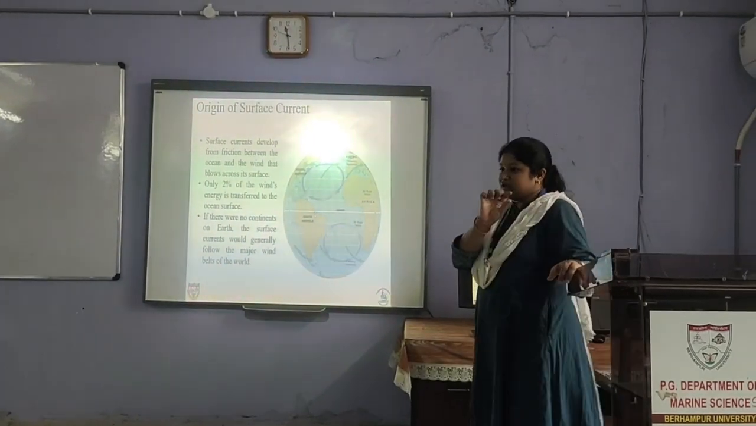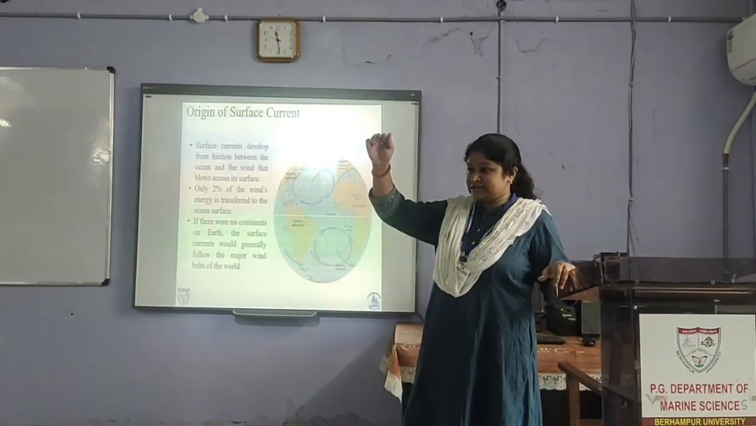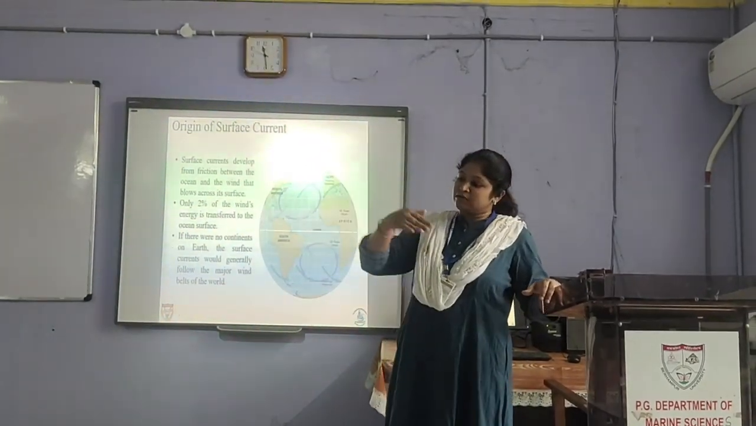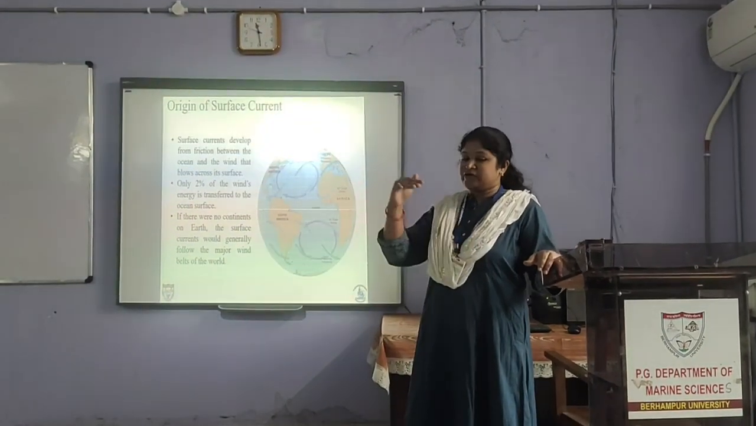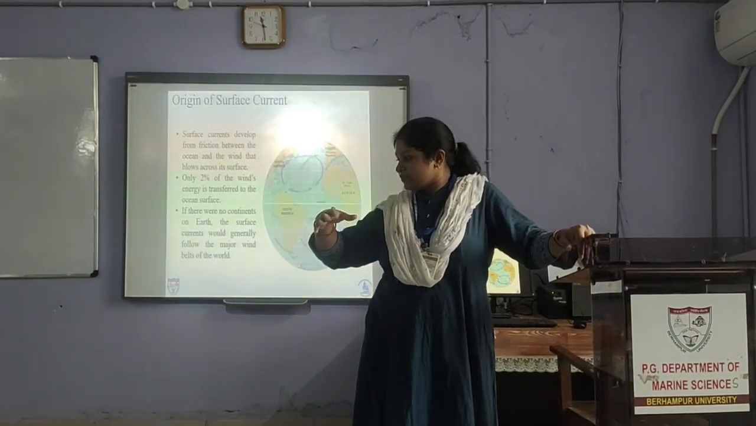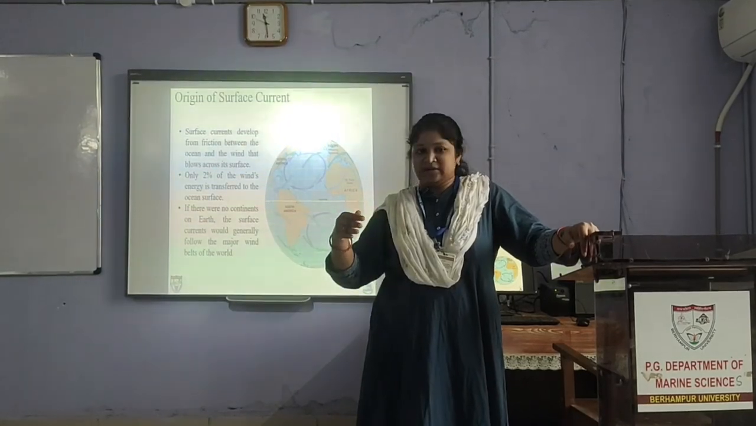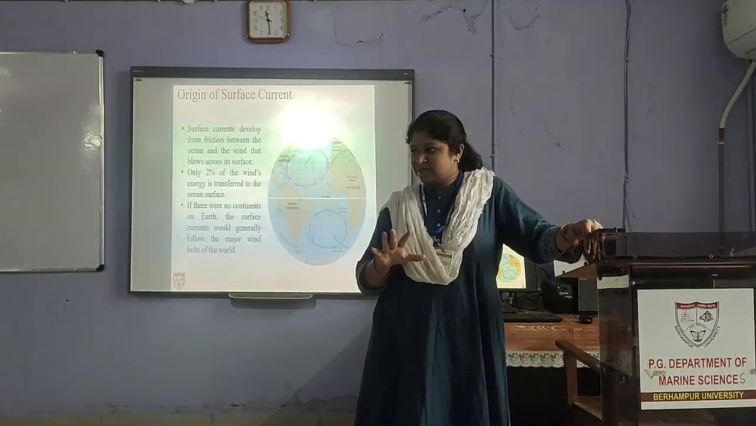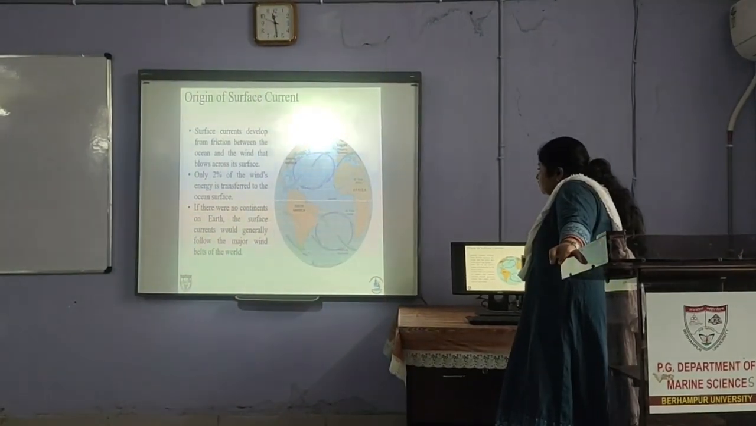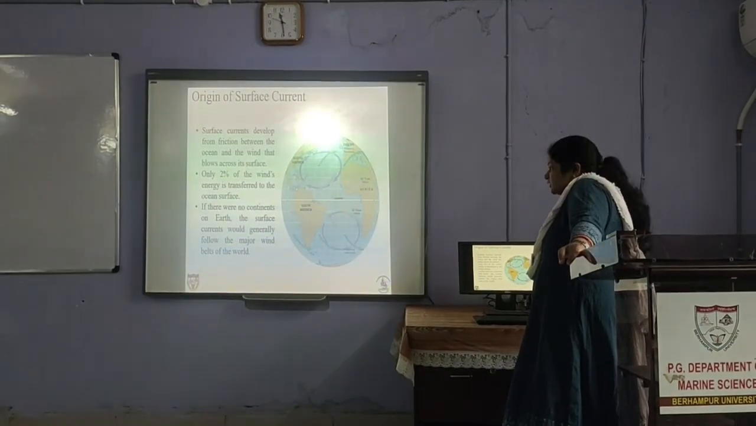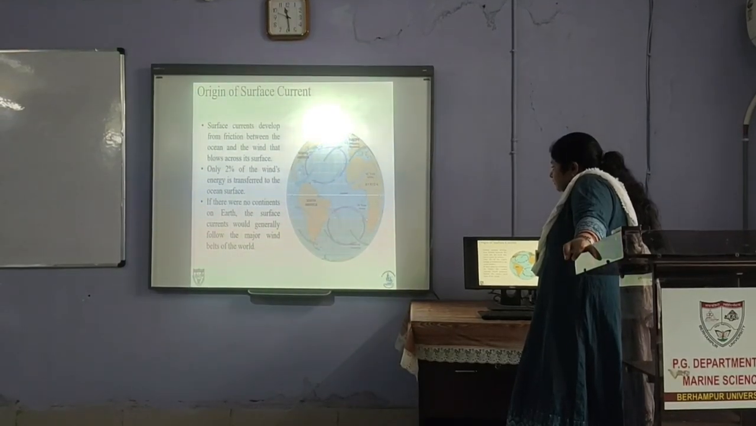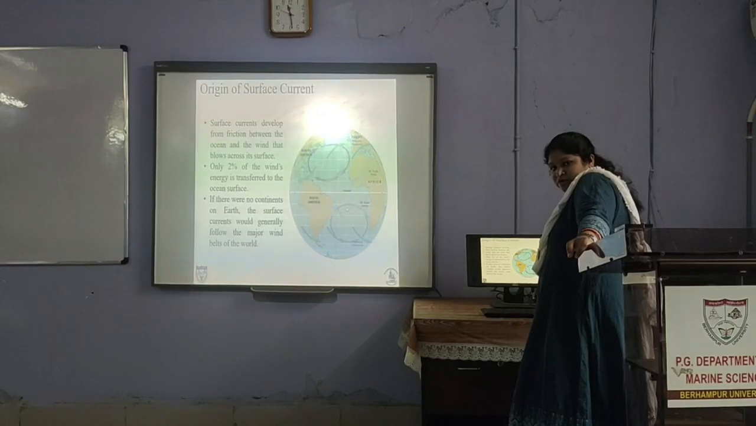Trade wind. At the equator, low pressure is created. At around 30 degrees and 60 degrees, there is a high pressure zone. So wind should flow from high pressure to low pressure. But because of the Coriolis force, it deflects towards the right in the northern hemisphere and left in the southern hemisphere. That we call trade wind. See this one, this sky blue. This is trade wind. The trade wind flows from here to here.